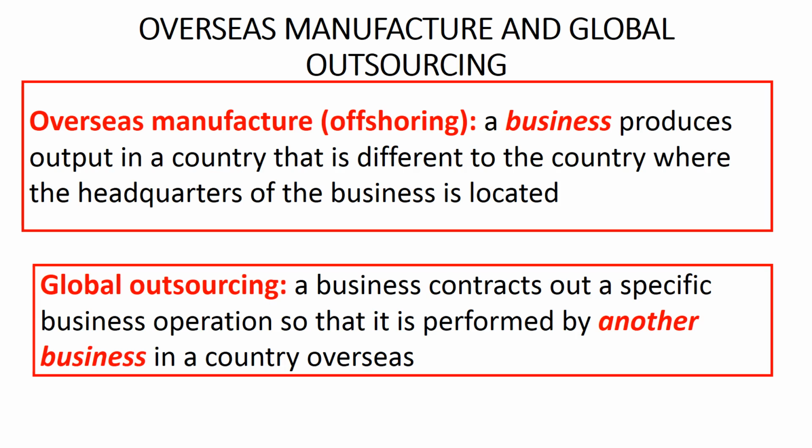In overseas manufacture, the Australian business sets up and operates a production facility in another country. That is, it is the Australian business which manufactures its output in that other country. In contrast, in global outsourcing, the Australian business enters into an agreement with a business in another country. Under that agreement, it is this other business which produces output for the Australian business. This is not a situation where the Australian business itself is producing output in that overseas country.